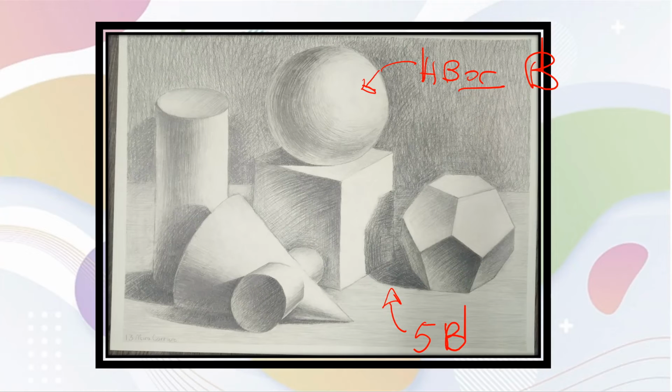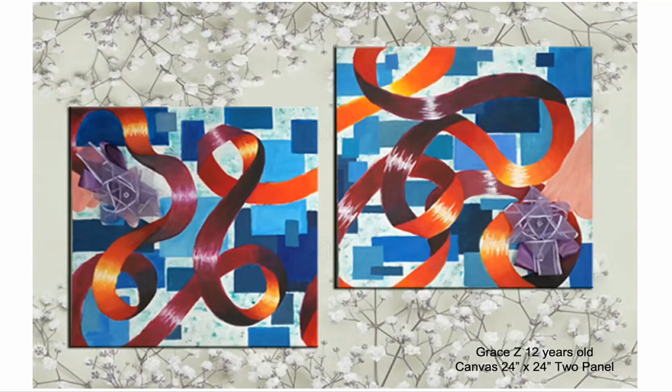Here is a painting of a ribbon by one of our students. She did a beautiful job showing the value changes by changing the hue of the ribbon. The student also showed warm and cool tones between the red ribbon and the blue background.